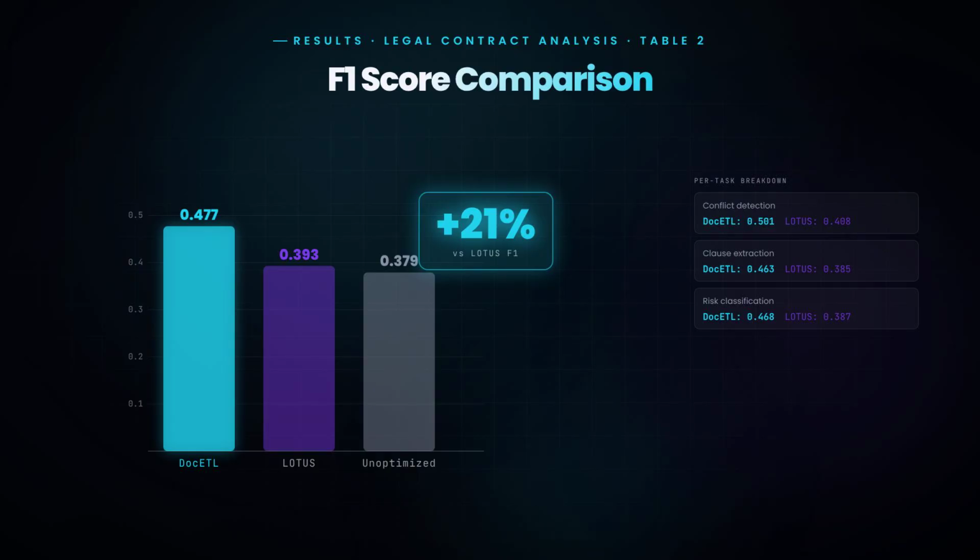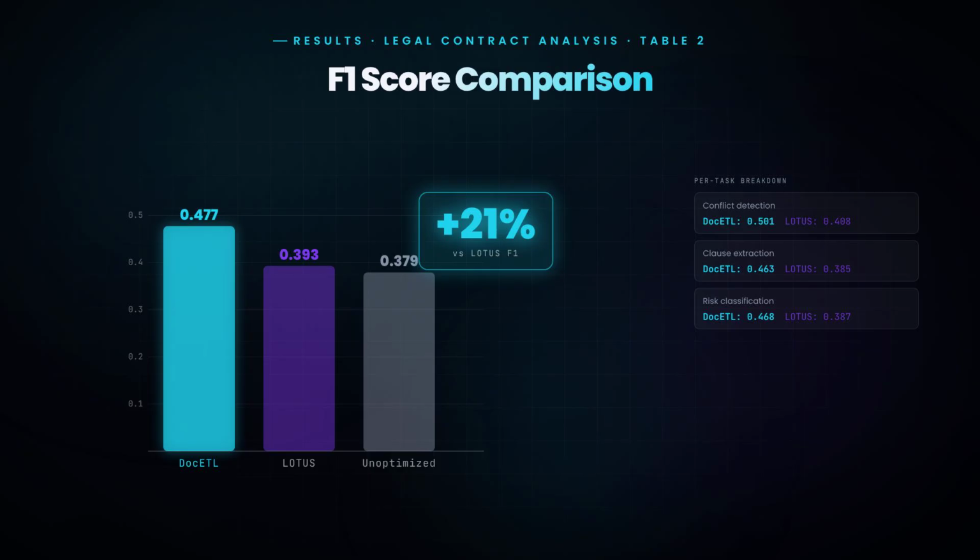F1 of 0.477 for the optimized plan. Lotus, 0.393, a 21.4% improvement. The unoptimized DocETL baseline, 0.379. Hallucination rate for the optimized plan, 0. For Lotus and Aaron, approximately 7%. The optimizer's own cost, $1.58, one time, does not scale with dataset size.